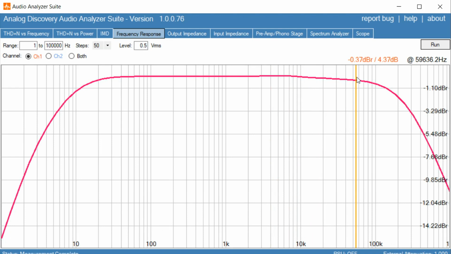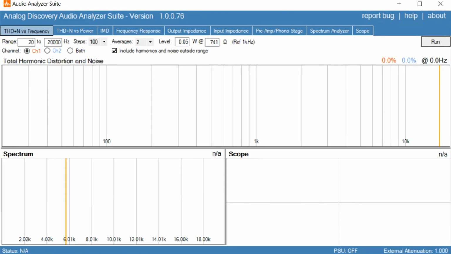So let's do some distortion measurements. Here we're doing a distortion and noise versus frequency measurement. So we're going from 20 Hz to 20 kHz in 100 steps. And the level will be 50 milliwatt into 741 ohm. So this is the same 750 ohm resistor I used for the frequency response, but I just measured it and it actually measured 740 ohm. So I'm using that value for accuracy. So let's see how this goes.